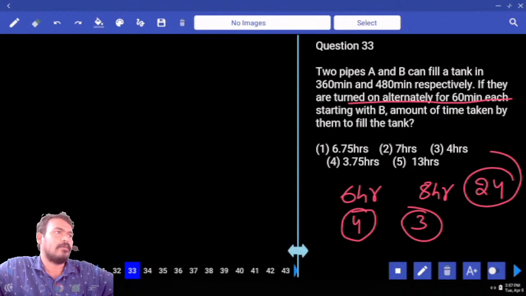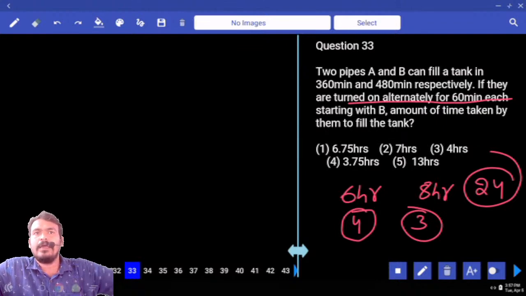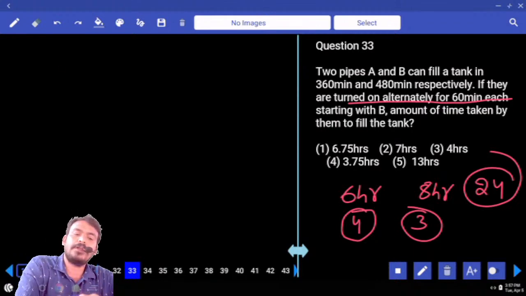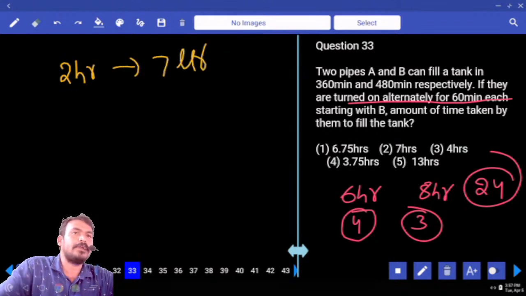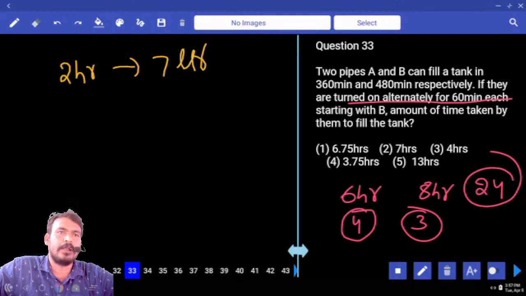Alternately B and A. 60 minutes means 1 hour or 2 hours? 1 hour. First 1 hour B is open, second 1 hour A, again third 1 hour B, next fourth 1 hour A. Then every 2 hours, how many liters are filled? 7 liters. Every 2 hours 7 liters are filled.